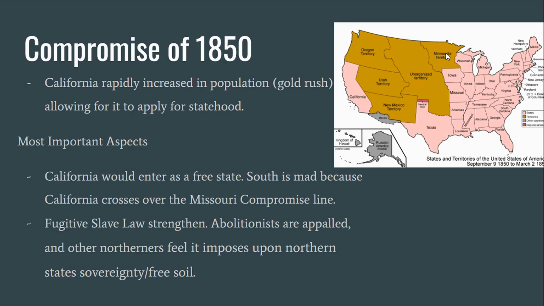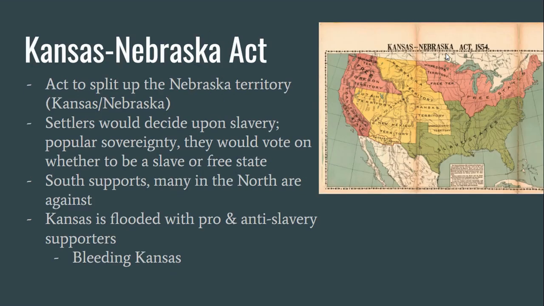However, the Fugitive Slave Act of 1850 was also a part of the compromise, which strengthened the previous fugitive slave law. With this part, abolitionists were appalled, and even Northerners, who are not ardent abolitionists, felt the act was violating Northern states' sovereignty and free soil. Next, we have the Kansas-Nebraska Act.